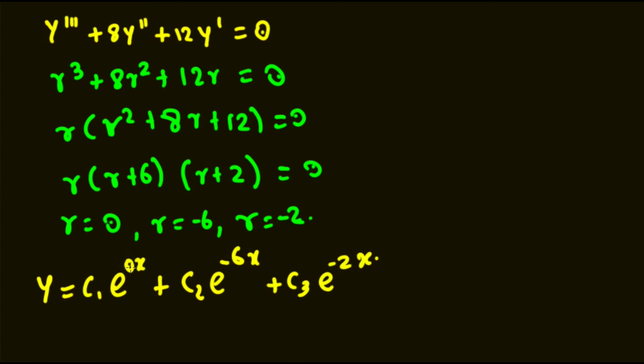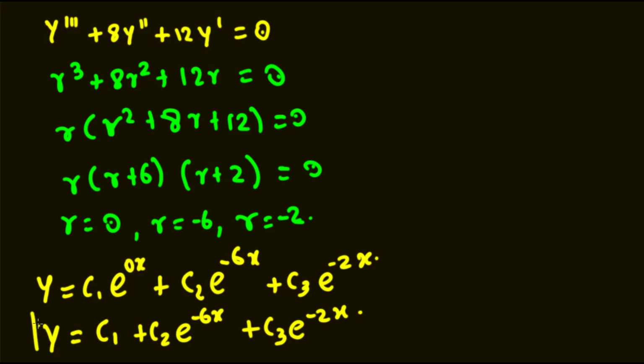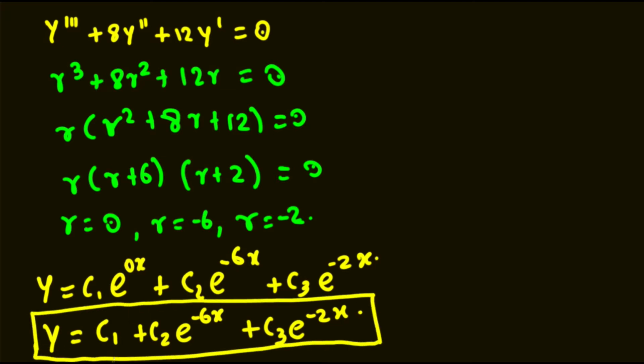Now whenever we have e power 0, that's going to be just 1. So finally we can write this one as y is equal to c1 plus c2 e power minus 6x plus c3 e power minus 2x. And this is going to be our general solution for this differential equation. And let's look at another example.